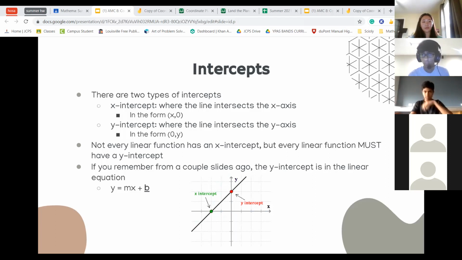We'll give you a second to look at that. Make sure to say which one you're talking about, so say the x-intercept is this, the y-intercept is this. Yes, just put the intercepts.